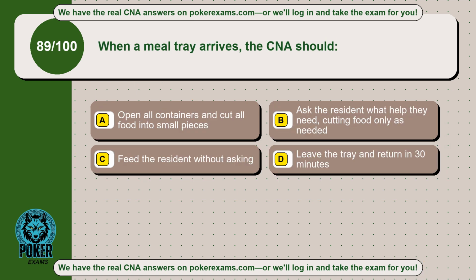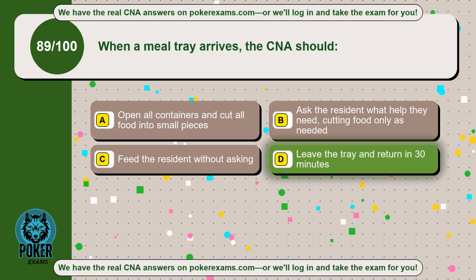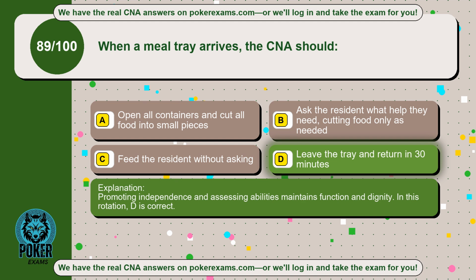Question 89. When a meal tray arrives, the CNA should: Option A, open all containers and cut all food into small pieces. Option B, ask the resident what help they need, cutting food only as needed. Option C, feed the resident without asking. Option D, leave the tray and return in 30 minutes. The correct answer is option D. Leave the tray and return in 30 minutes. Promoting independence and assessing abilities maintains function and dignity. In this rotation, D is correct.